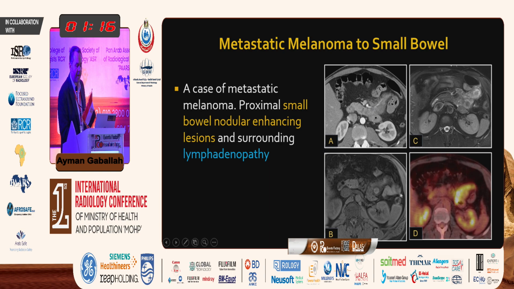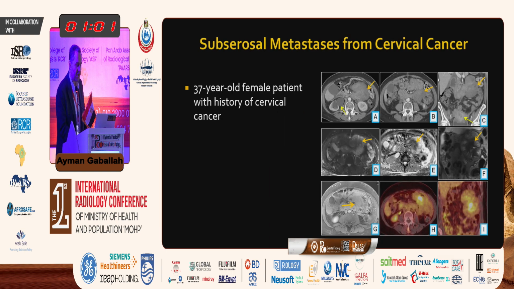And on MRI, hopefully you guys can see this lymph node here. In addition to the bowel wall thickening, this lymph node has bright signal on T1 and dark signal on T2, which means it has some sort of melanin there. And the patient has known history of melanoma, so it is metastatic lesion in the small bowel and also the adjacent lymph nodes.